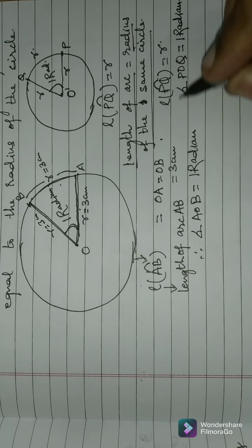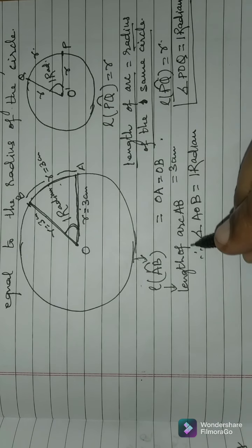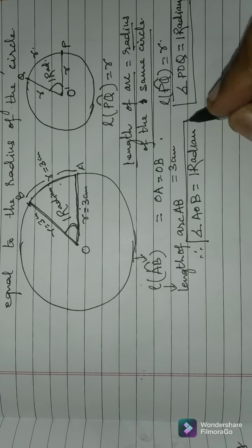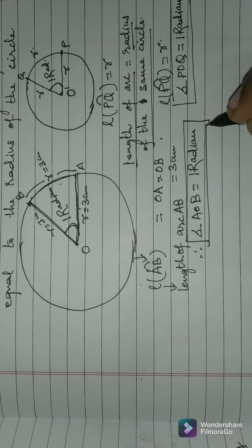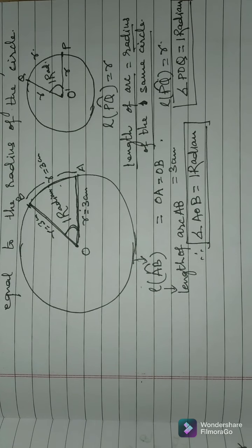So 1 radian is an angle made by an arc of a circle in which the condition is that the length of the arc is equal to the radius of the same circle.